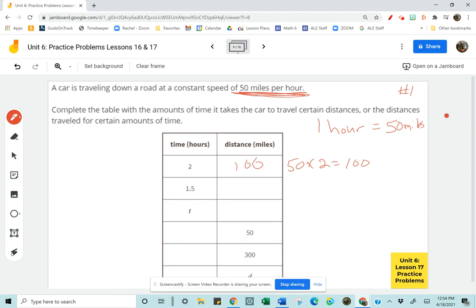Well, what if he travels 1.5 hours? Well, he can go 50 miles in 1 hour, and you add another half an hour to that. That's going to give me 75 miles that the car travels in 1.5 hours.